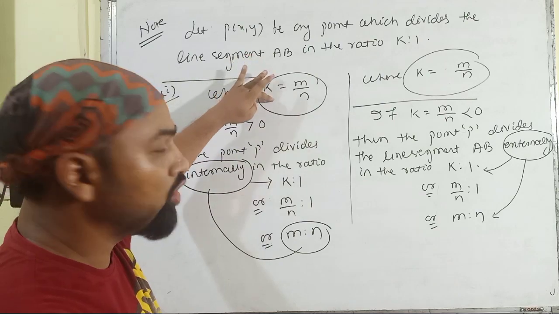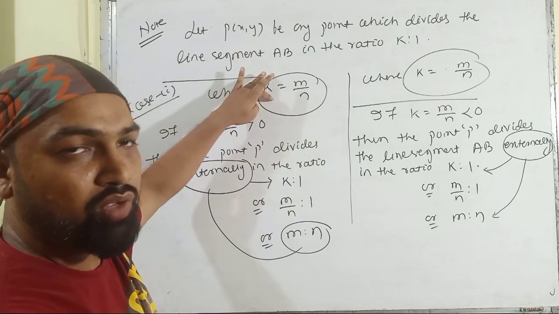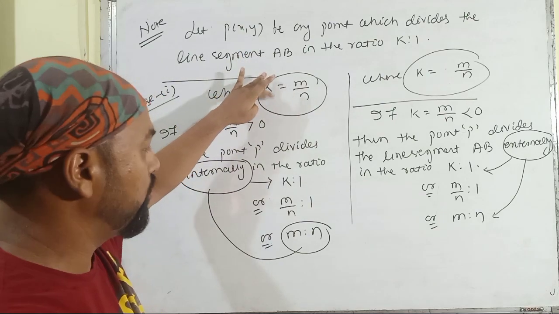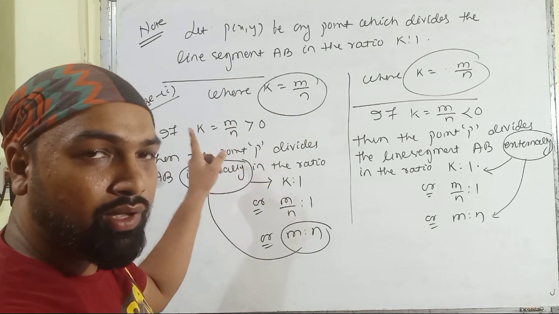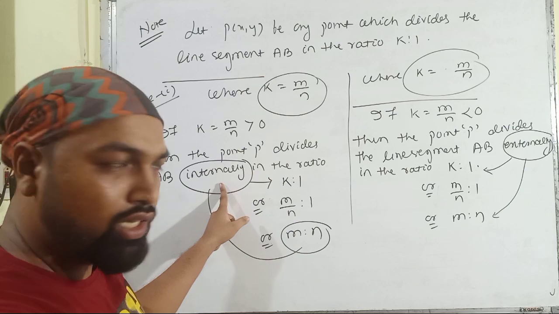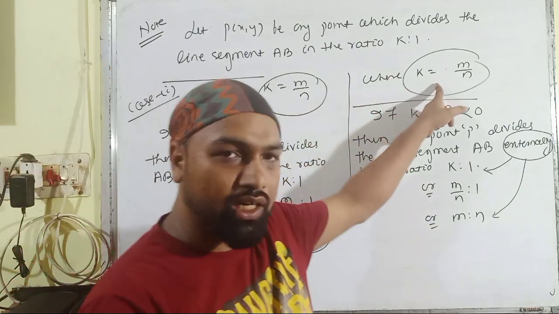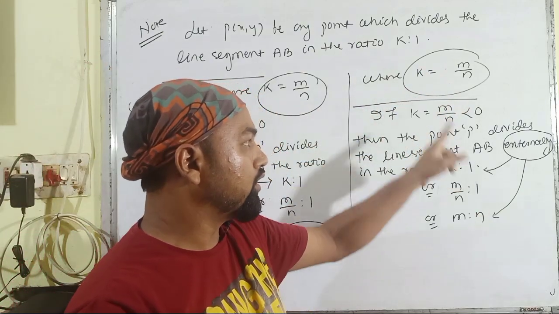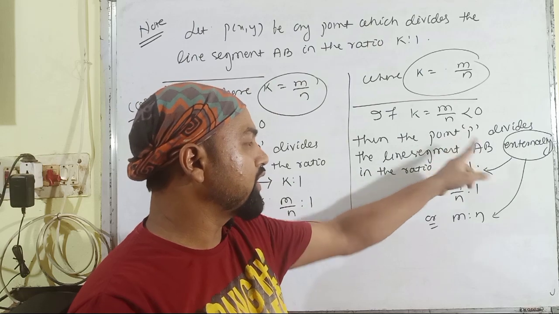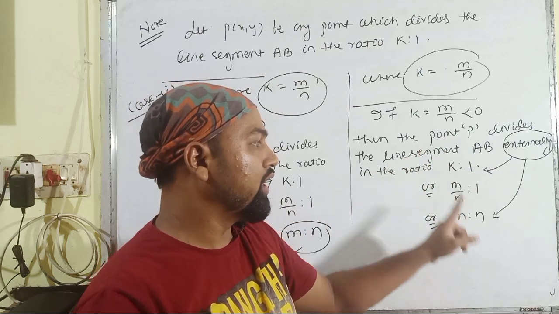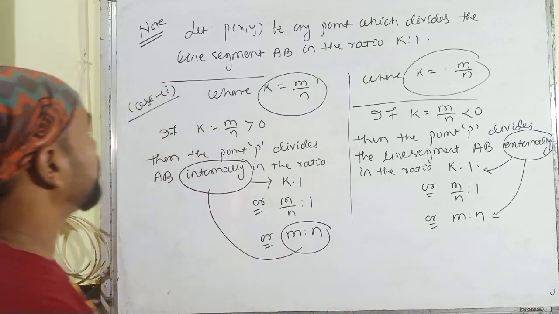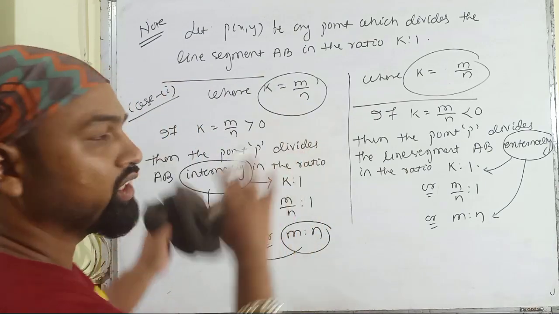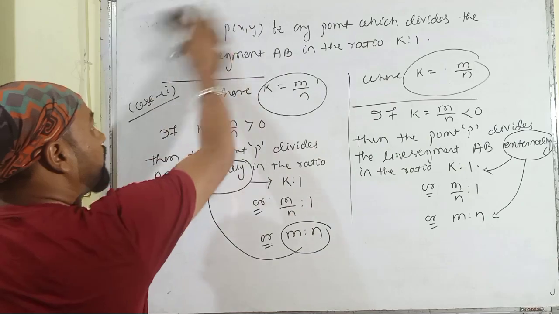If k is a positive value, then the given point P divides the given line segment AB internally. If k is a negative value, then the given point P divides the line segment AB externally in the m is to n ratio. Then let us move through some of the problems based upon this fundamental.